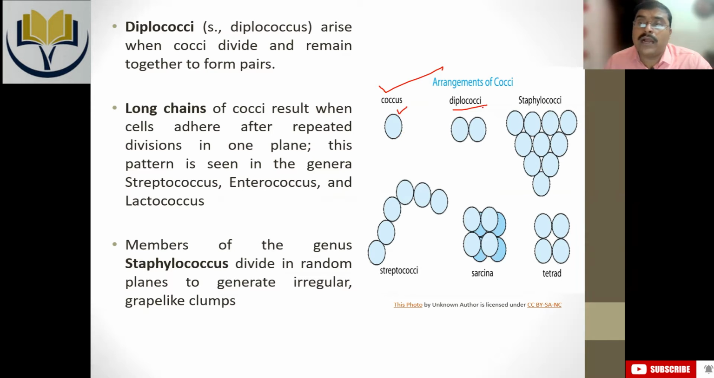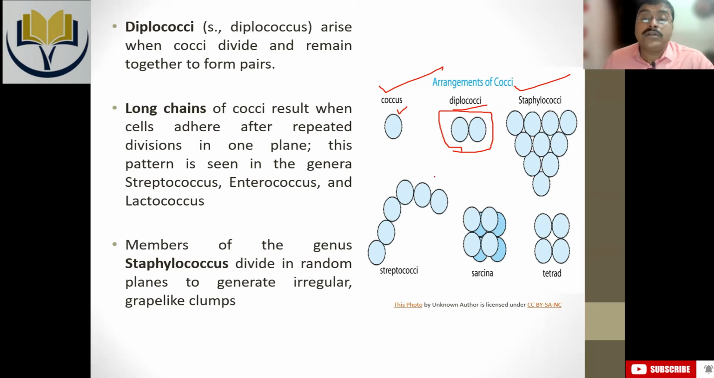And this is Diplococci. Diplo means two, so two cocci are present together, so that is Diplococci. That means after division they are not being separated. So this is Staphylococci, which we have already seen in our previous slide. So this is Staphylococcus. That means they are present in a cluster formation.